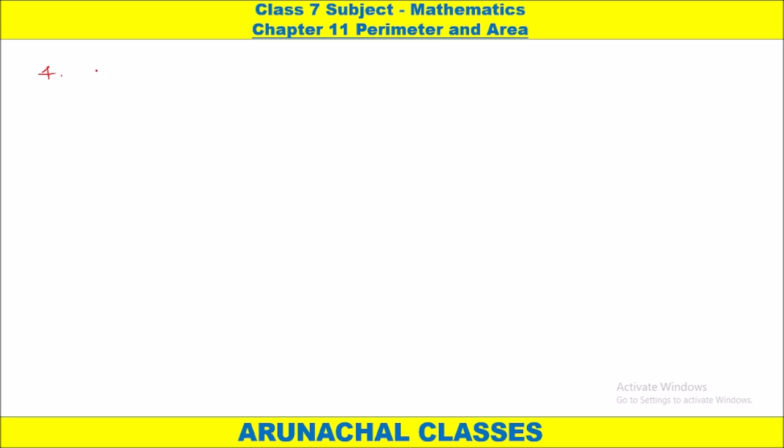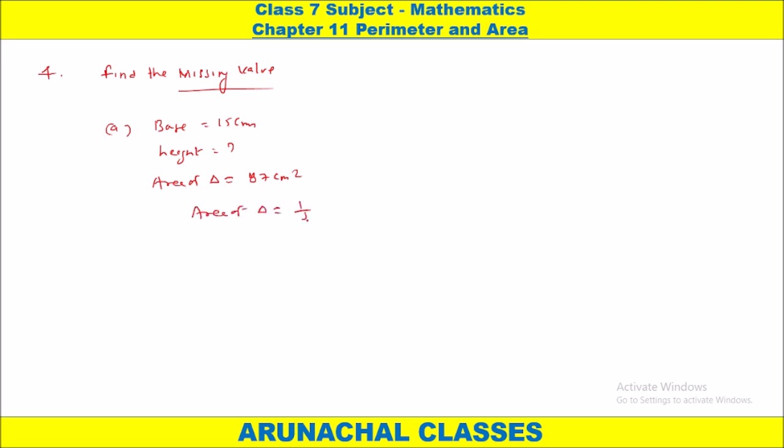Now moving to question number 4, it is find the missing value. Here first one is given, the base value is given, that is 15 centimeter, and height is unknown. Area of triangle is given as 87 centimeter square. Now area of triangle is given by the formula half base into height. Now area of triangle 87 centimeter square is equal to half, base value is given as 15 centimeter and height is unknown.